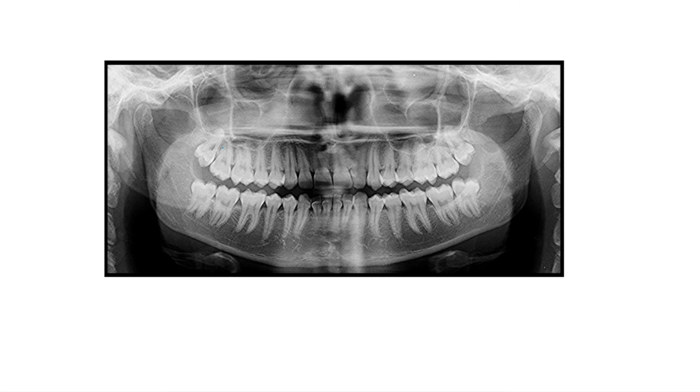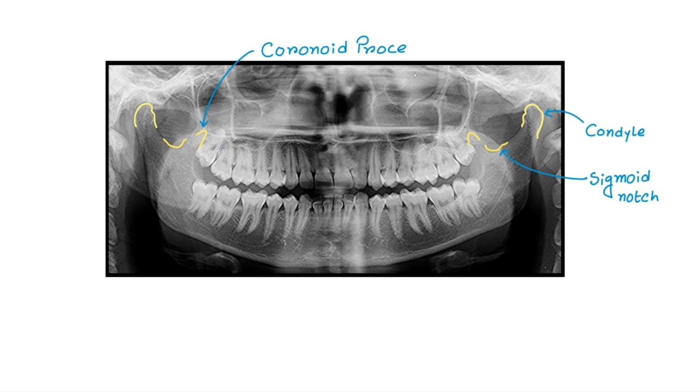Now here you can see an OPG. First of all, we will see some common bilateral anatomic structures. Here, this is the condyle. Below the condyle, this concave depression is called the sigmoid notch. And here, this is the coronoid process. Now these box-shaped structures are the cervical vertebrae.